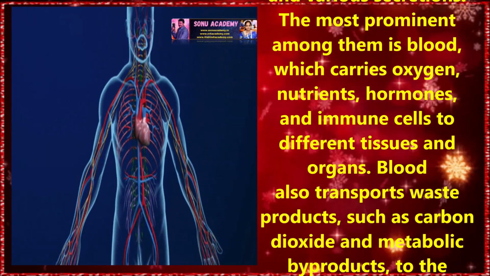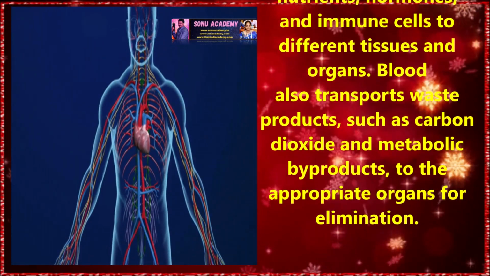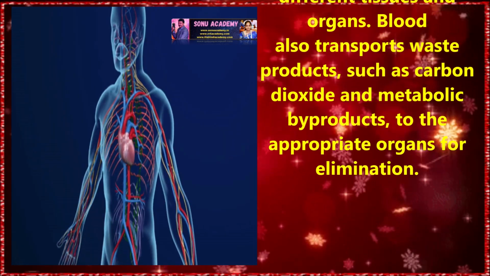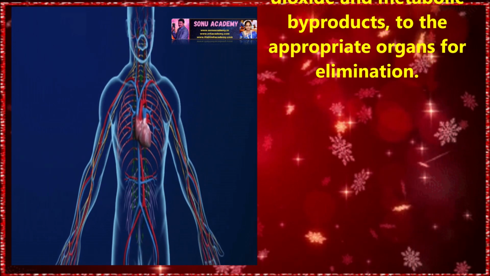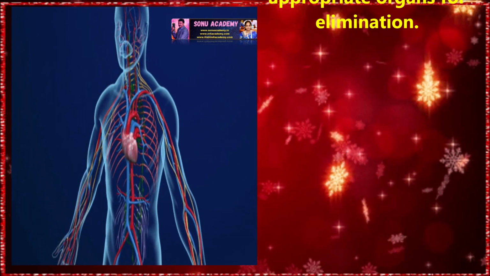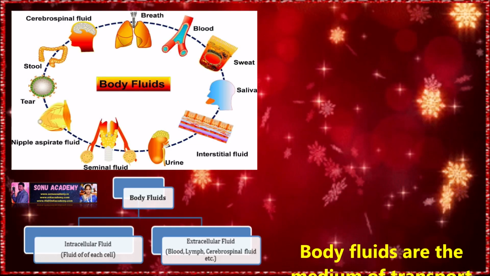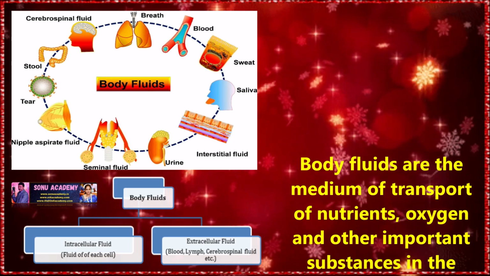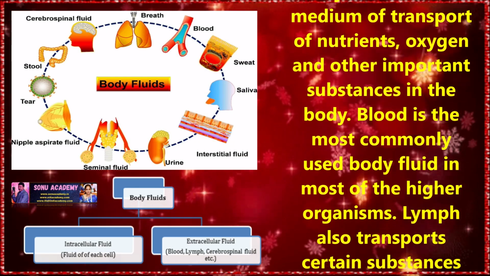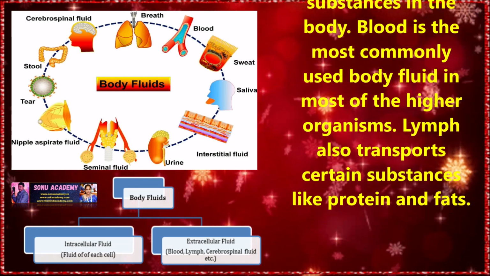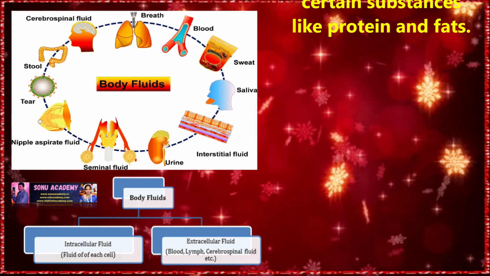The most prominent among them is blood, which carries oxygen, nutrients, hormones and immune cells to different tissues and organs. Blood also transports waste products such as carbon dioxide and metabolic byproducts to the appropriate organs for elimination. Body fluids are thus the medium of transport of nutrients, oxygen and other important substances in the body. Blood is the most commonly used body fluid in most of the higher organisms. Lymph also transports certain substances like proteins and fats.